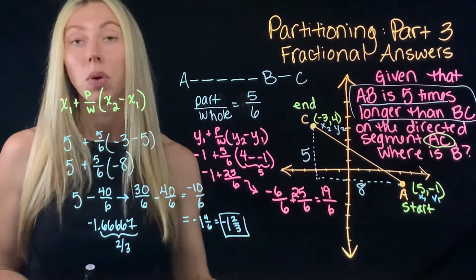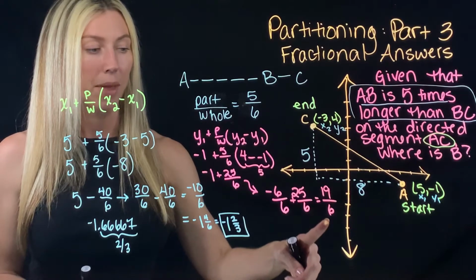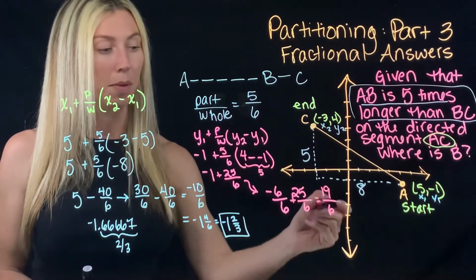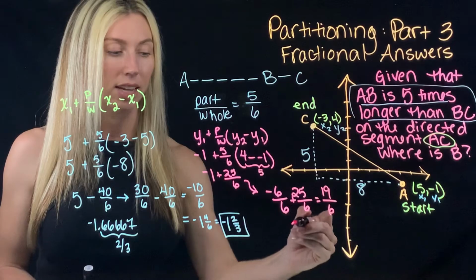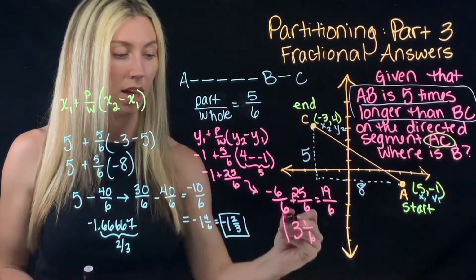19/6. So I have 19/6 as my improper fraction. And then if I wanted to turn that into a mixed number, 6 goes into 19 3 times with one little guy left over. So it would be 3 1/6.